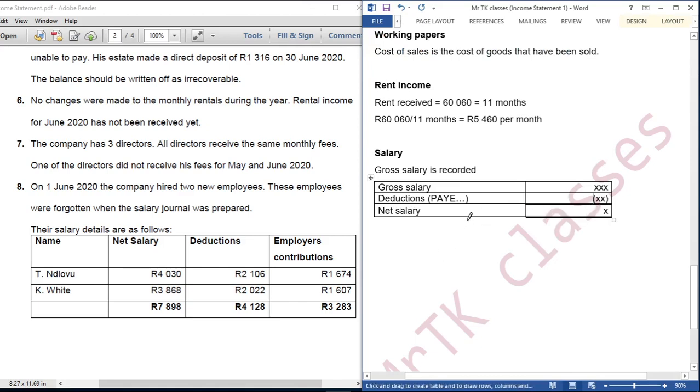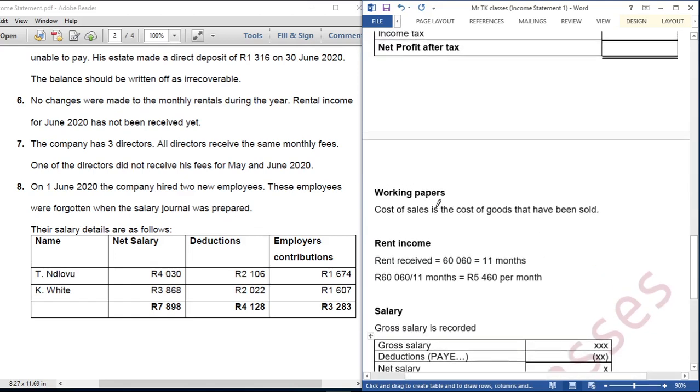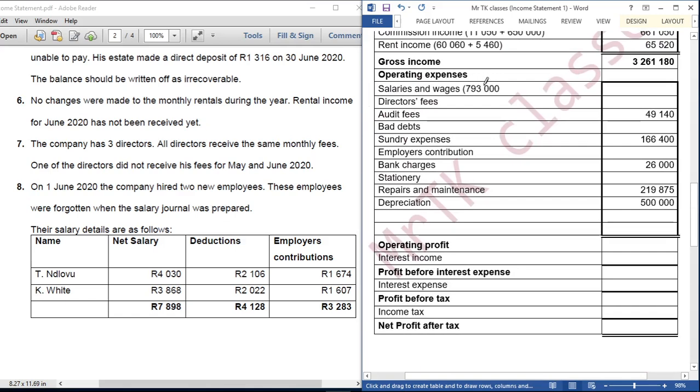All right. So now let us go back to our adjustment. On 1 June 2020, the company hired two new employees. These employees were forgotten when the salary journal was prepared, which means that the amount that we have here, 793,000, does not include the salaries for these two employees because they were forgotten when the salary journal was prepared. And remember, this is the statement of comprehensive income. We record amounts for the year or for that particular financial period. So we should also include salaries of these two people.